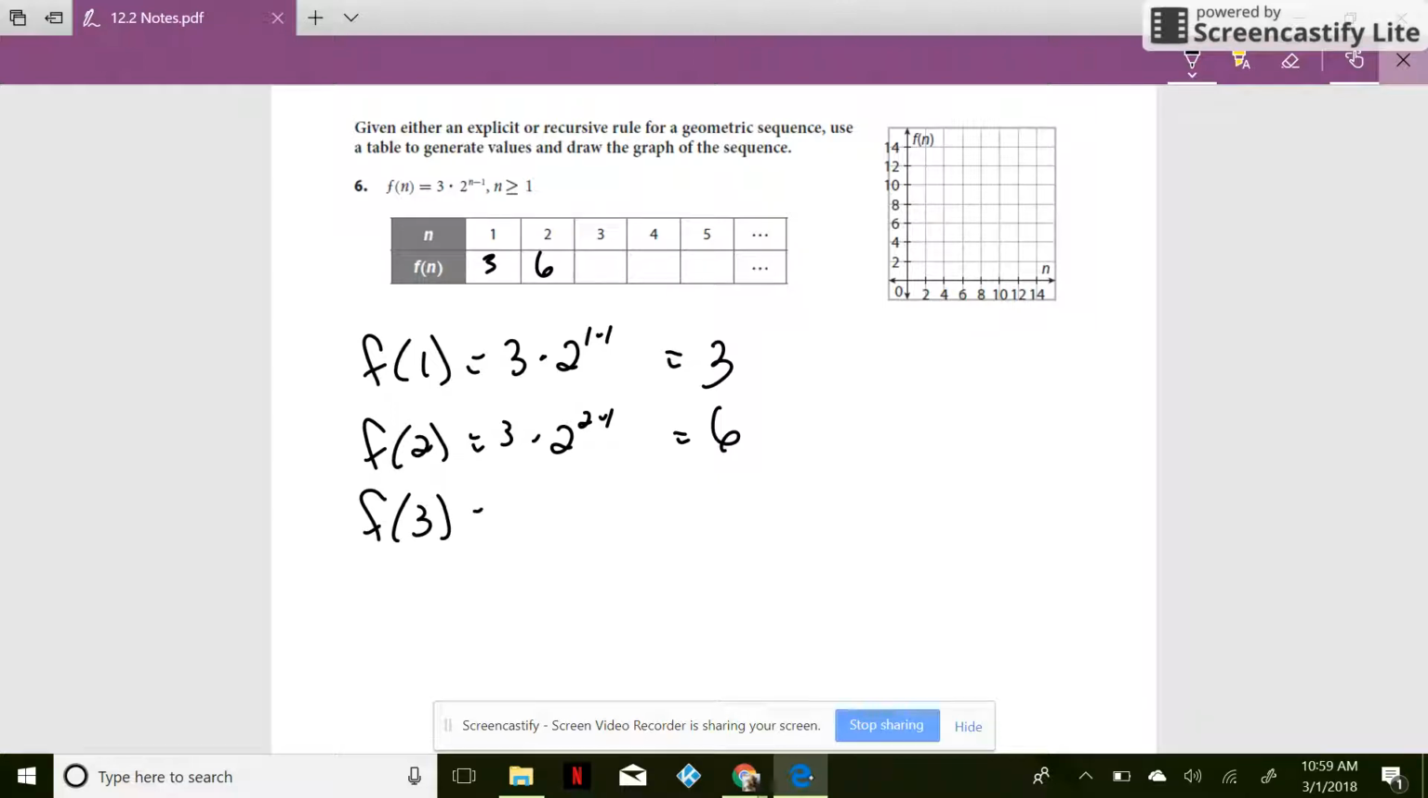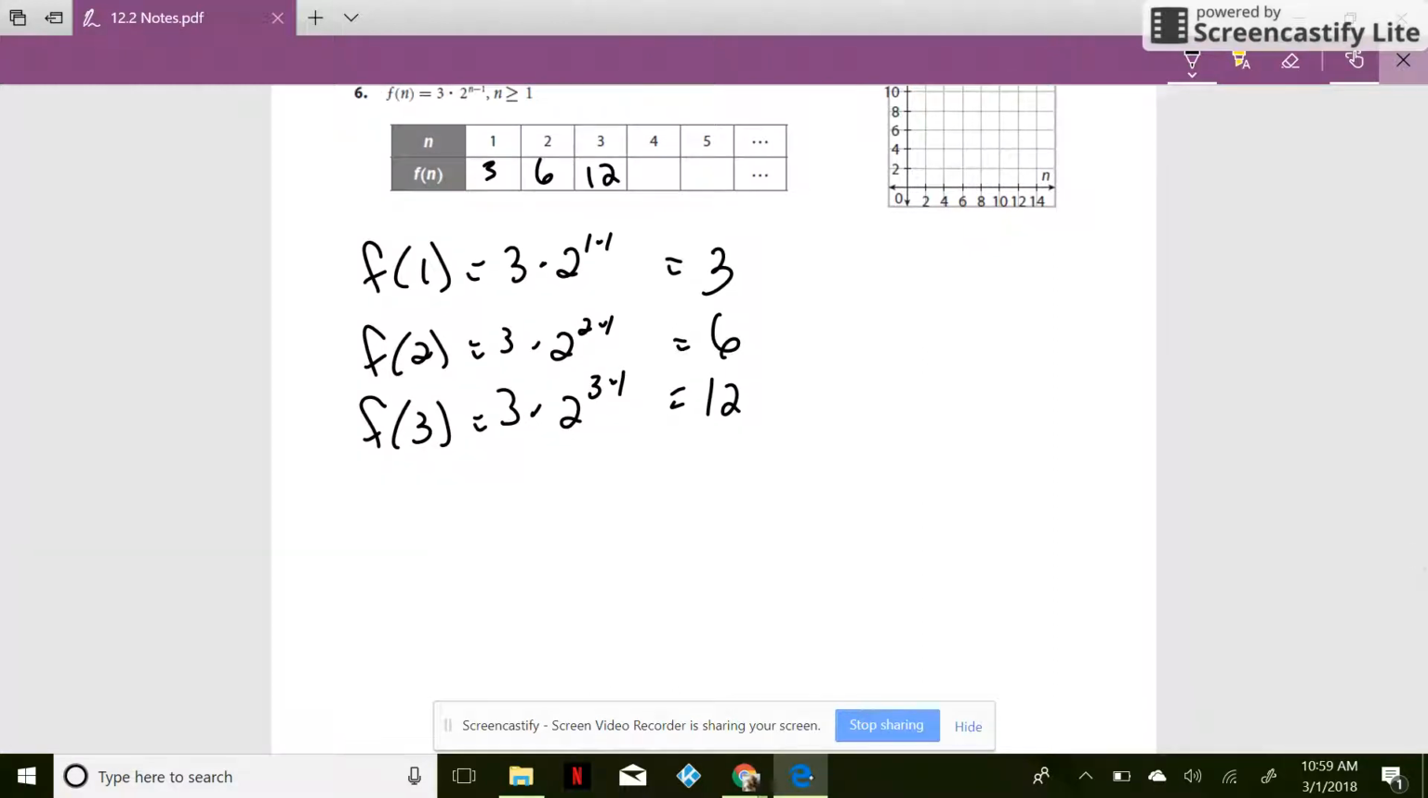F of 3 is equal to 3 times 2 to the 3 minus 1. So that's the same thing as 2 squared, which is 4. 4 times 3 is 12. F of 4 is equal to 3 times 2 to the 4 minus 1. So that's 2 cubed, which is 8. 8 times 3 is 24.